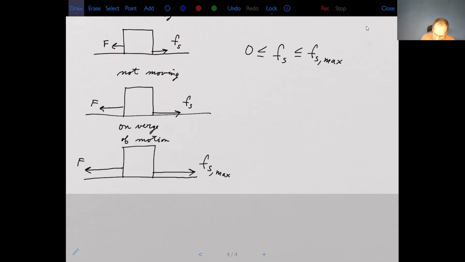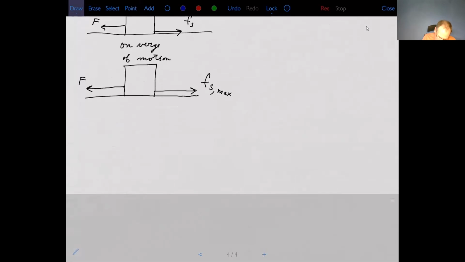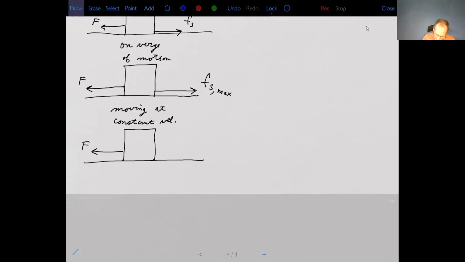And then the other situation is if I'm pulling on the cart, let's say it's moving now, but I'm going to do a special case. Let's say it's moving at a constant velocity. So if I pull it with some force F and it's moving with a constant velocity, well, again, if it's constant velocity, that means there's no acceleration. So the net force has to be 0.